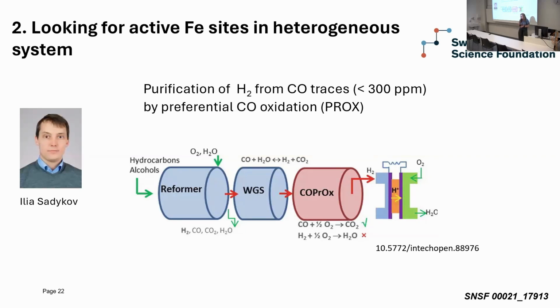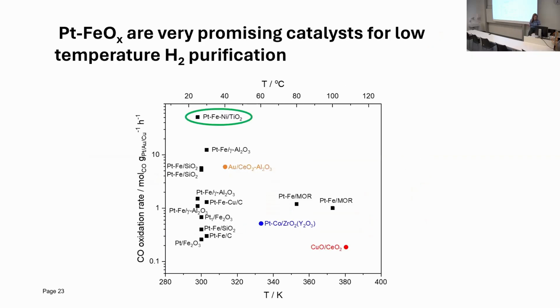But how to do it? One of the ways is a catalyst which would selectively oxidize CO into CO2 while keeping hydrogen not oxidized. There are many catalysts suggested in the literature which are extremely selective and can reduce the concentration of CO to ppm levels. One of these catalysts is a platinum iron catalyst.